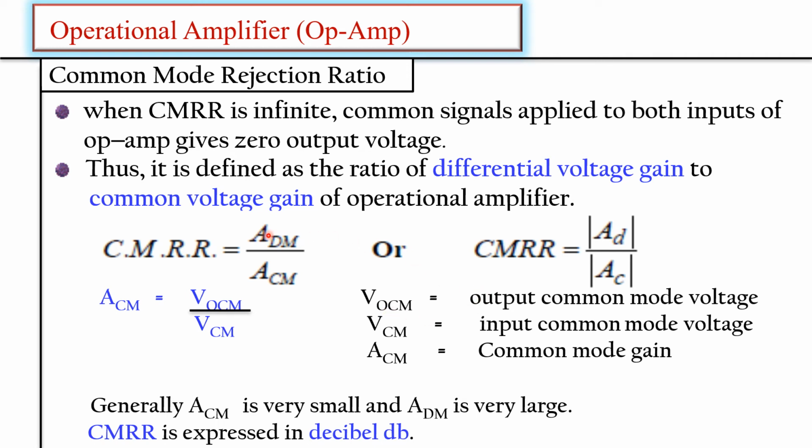Now usually this parameter is defined for the open loop configuration. But in practical cases, the op-amp is used as a differential amplifier in a closed loop configuration. The value given in the data sheet is for the open loop configuration but can be used for the closed loop configuration also. Clear? So CMRR is expressed in decibels, that is dB, and the common mode gain is very small and the differential gain is very large. Clear? That is nothing but common mode rejection ratio.